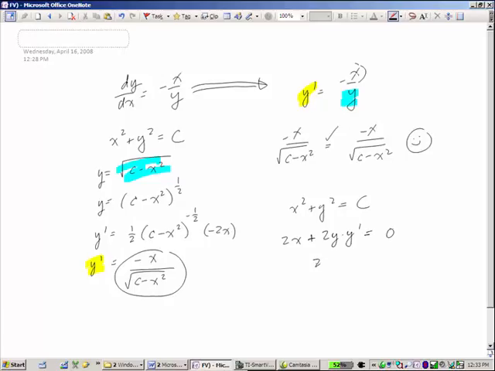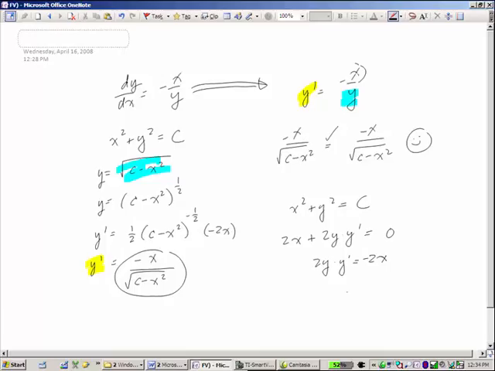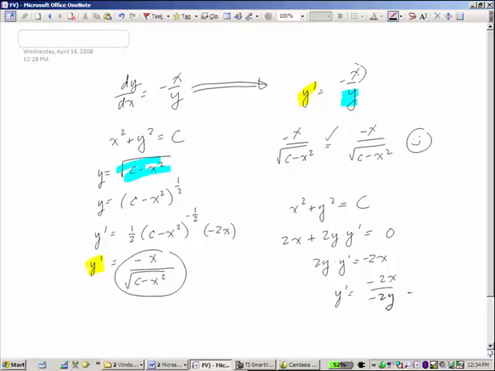Let's do a little algebra. 2y times y prime is equal to negative 2x. Divide both sides by 2y, which is equal to, whoops, too many negative signs. Erase. Negative x over y, which is exactly what we wanted to show. I actually think your way of doing implicit differentiation is a little quicker and a little more clever and a lot less algebra. So I sort of like that.